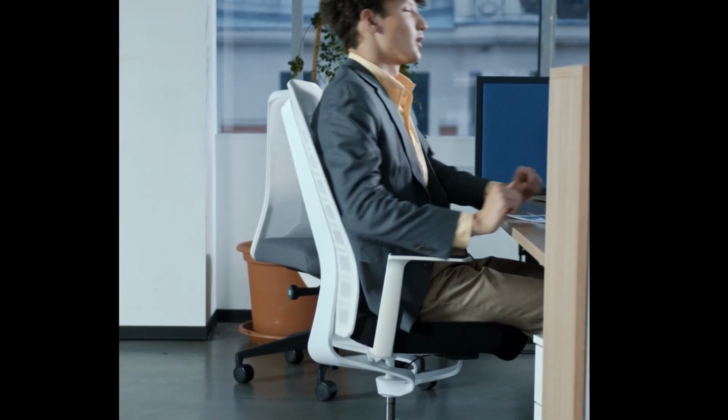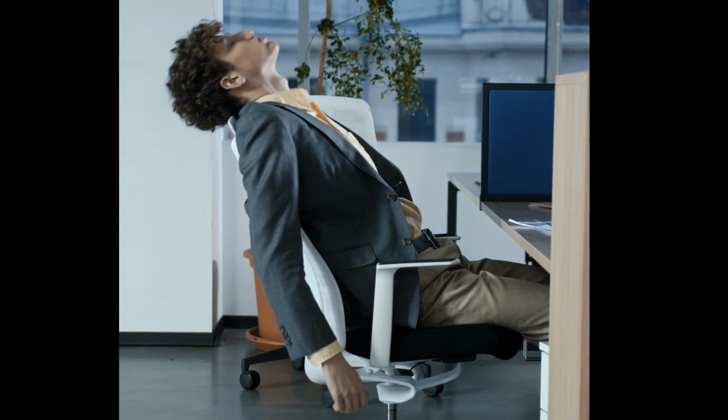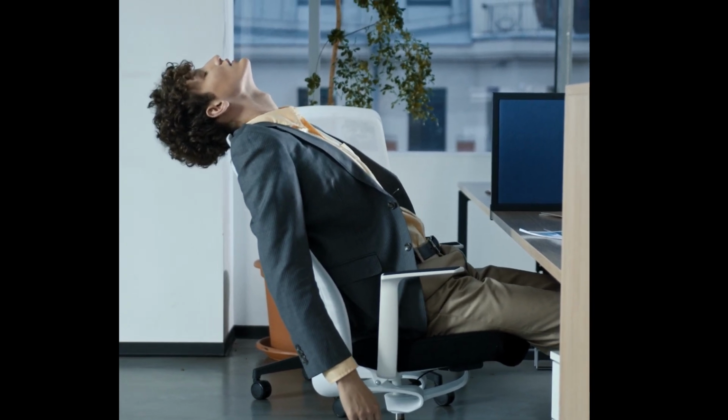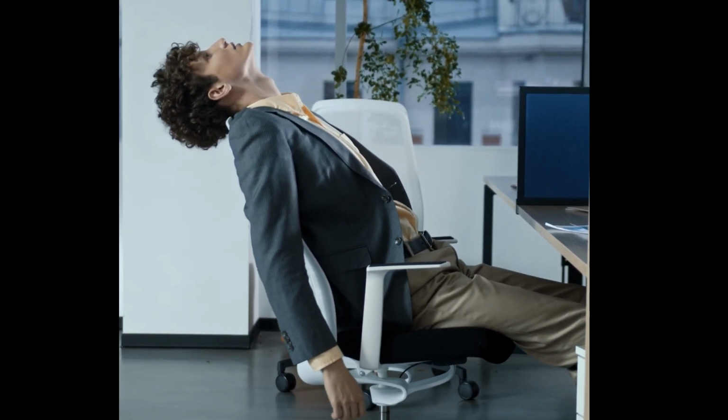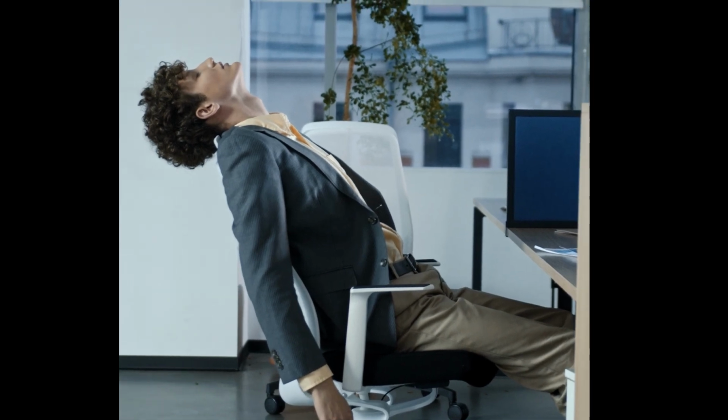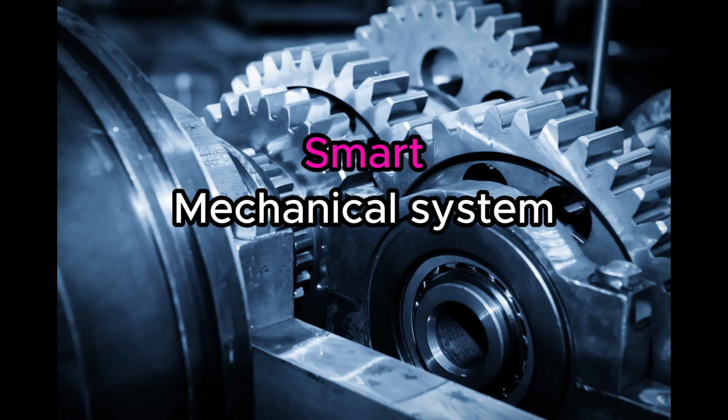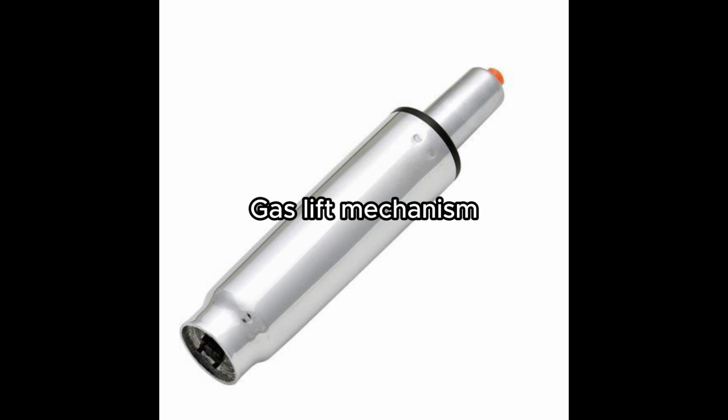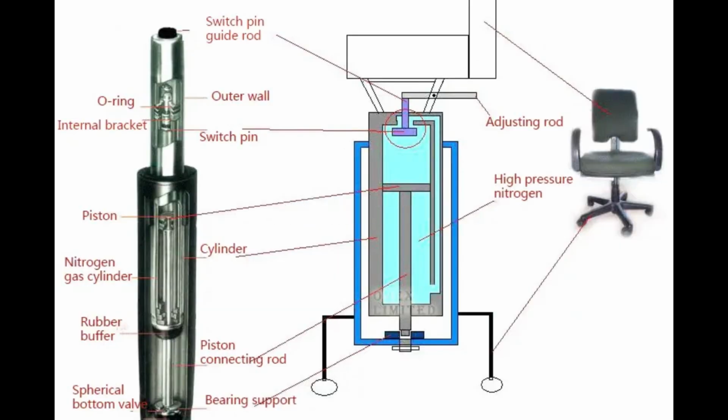Ever notice how modern office chairs adjust height, recline, and even tilt with ease? That's because of smart mechanical systems. There is the gas lift mechanism. When you pull a lever to adjust height, you're activating a pneumatic piston filled with compressed gas. This gas expands or contracts, raising or lowering the seat.